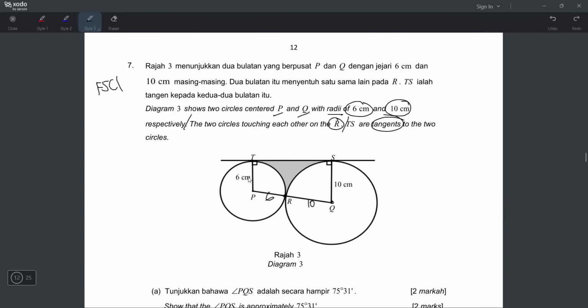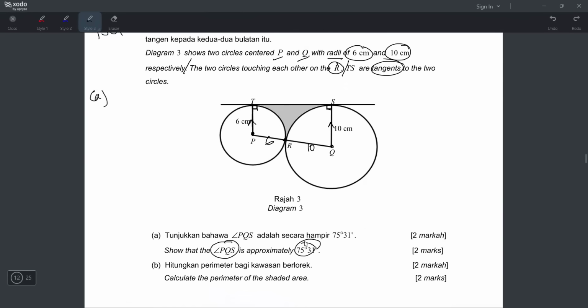Question A: show that the angle PQS is approximately 75 degrees 31 minutes. Oh, it's another show question. Just now already had one show question. Show question means they already give you the answer, and you just have to show the working. So this is the answer. My answer must match this. If it doesn't match, it means I did something wrong.